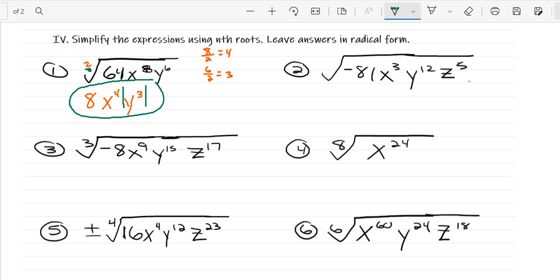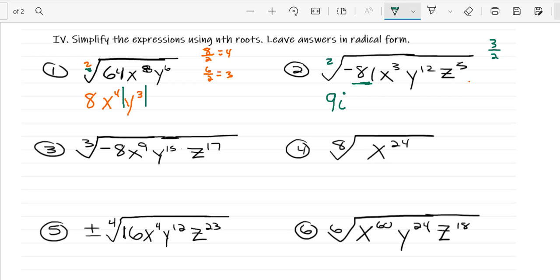For number 2, again, we have a square root because there's nothing there. That's the default. With this square root, we need to realize this is a negative. Whenever there's a negative number under an even root, it's going to be imaginary because it really wouldn't exist. This is going to be 9i. Then here we have some other issues because 3 is not evenly divided by 2. We have a remainder or some leftovers.